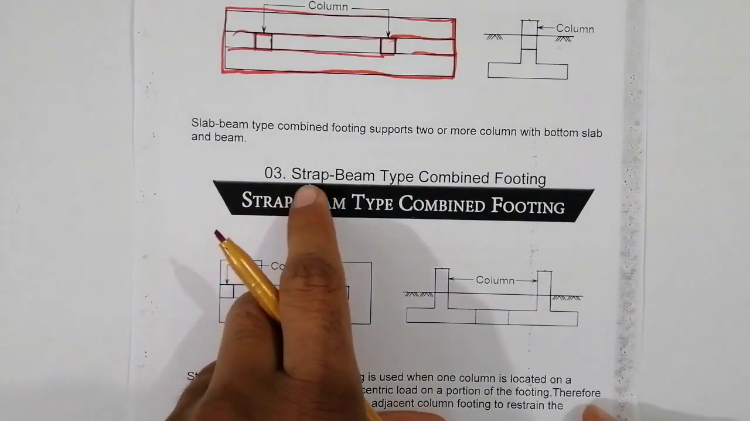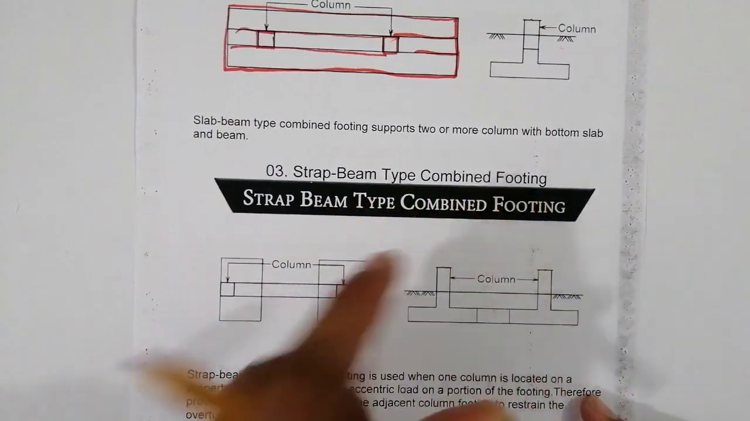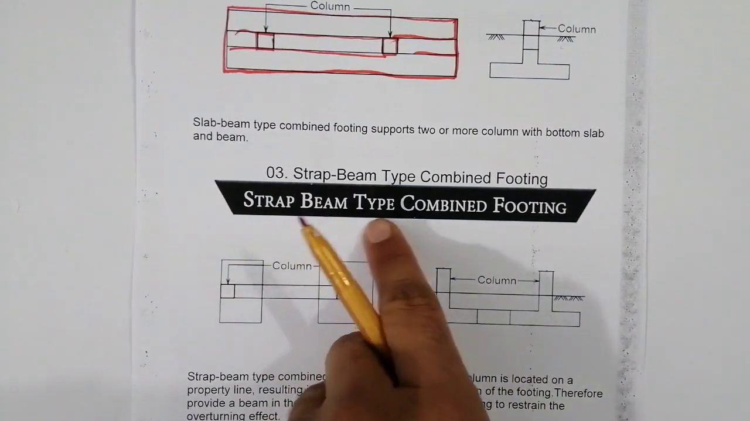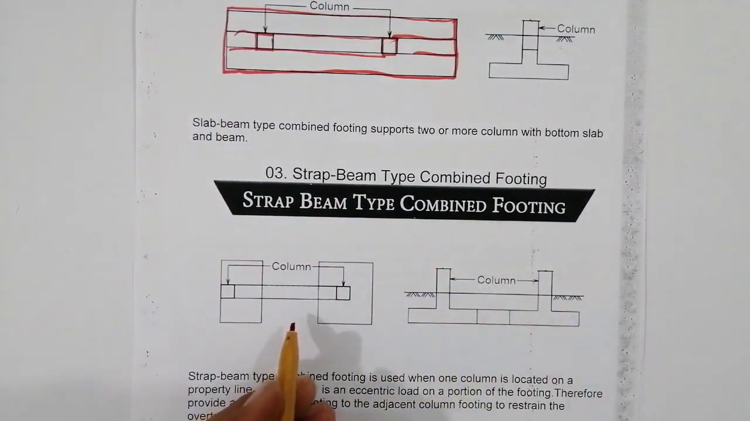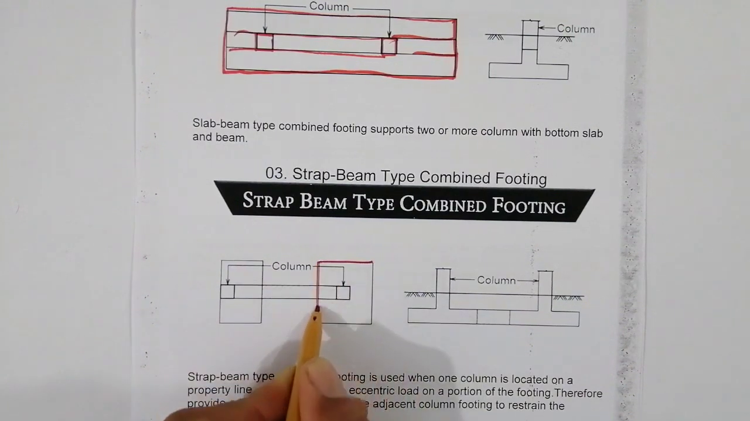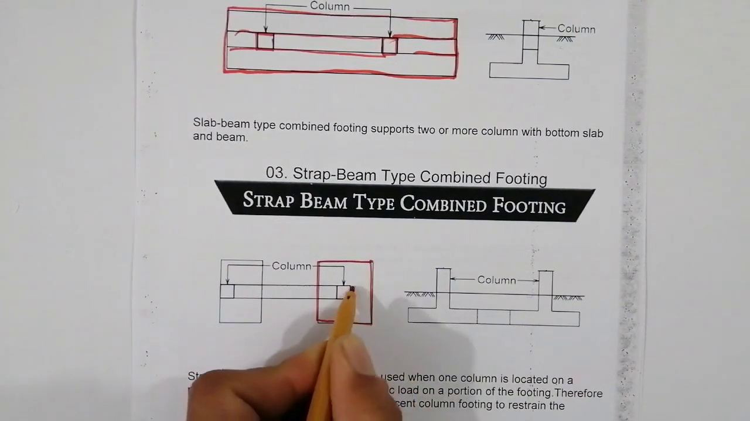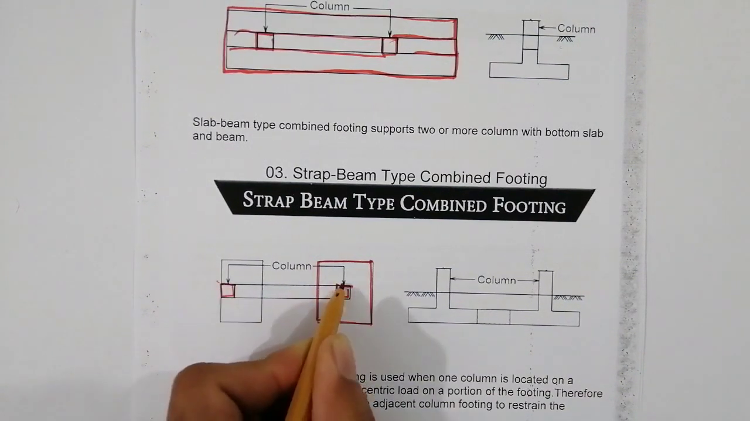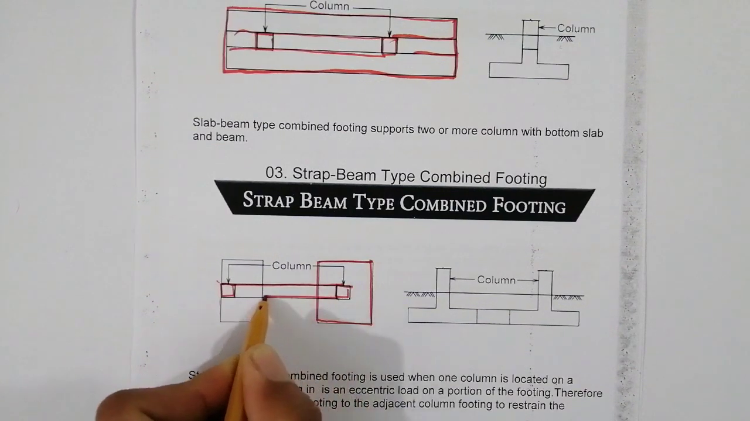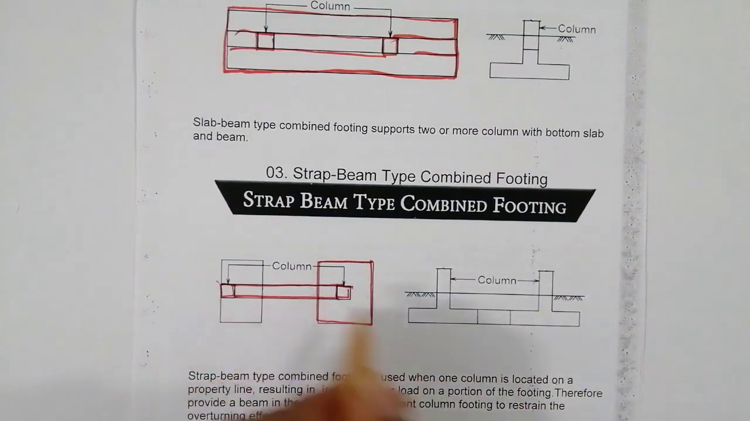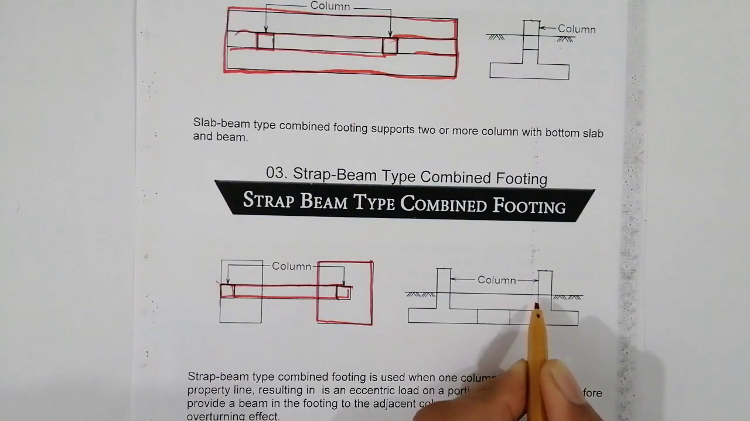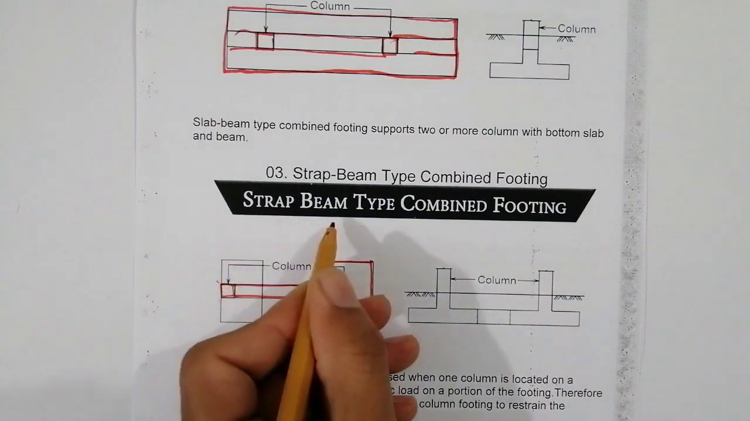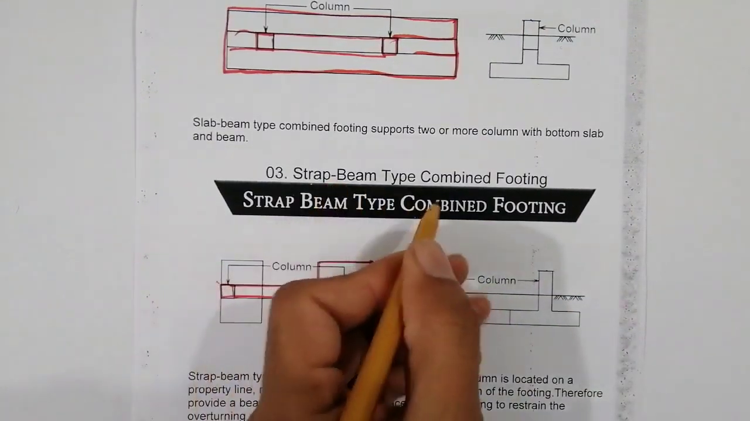The third one is, guys, strip beam type combined footing. How? You can see this is one, same like an individual footing. You can see this is column, this is the other column, and because this is a property line, it becomes a strip beam, column like this. This is the section, our elevation, and this is the top view. This type of footing is called strip beam type combined footing, sorry.